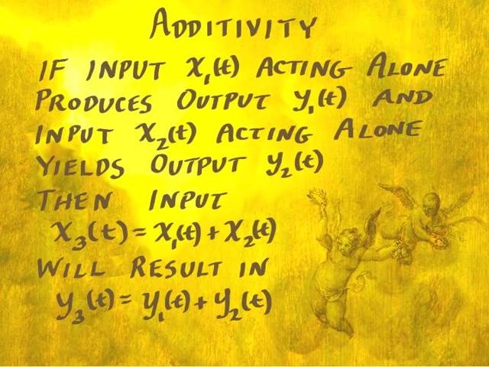So here is the definition of additivity. If an input x1 of t acting alone produces output y1 of t, and if input x2 acting alone produces output y2, then if we put in an input which is a combination of these two, x1 plus x2, we will get an output which will be a combination of the two outputs we found before, y1 and y2.